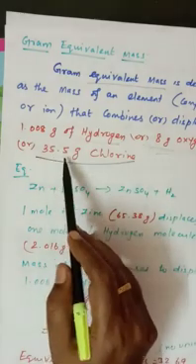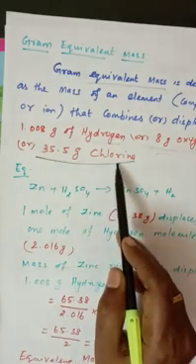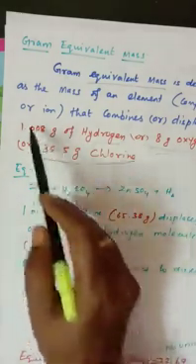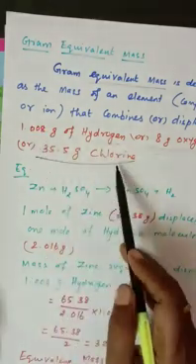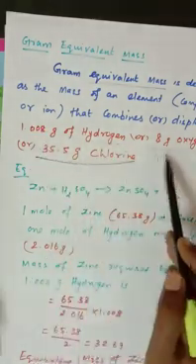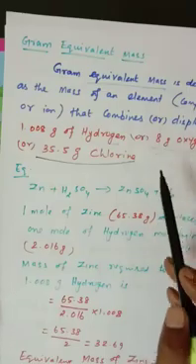See here, 35.5 grams of chlorine. These two are mass numbers. We have some confusion: for hydrogen we are taking the mass number, for chlorine also we are taking the mass number. Why are we taking oxygen as half of the atomic number?